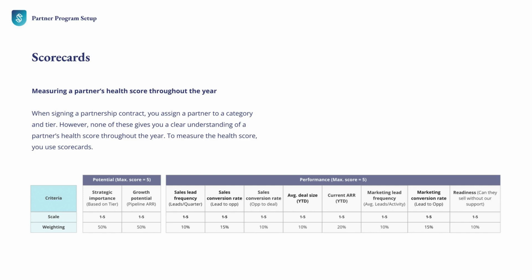Under potential, you will measure the strategic importance of the partner based on their tier and the growth potential based on pipeline ARR. Under performance, you will measure things like the sales lead frequency, the sales conversion rate, the average deal size, the current ARR, the marketing lead frequency, marketing conversion rate, and the readiness of the partner, whether they can sell without your support. This scorecard shows you how a partner is performing throughout the year.